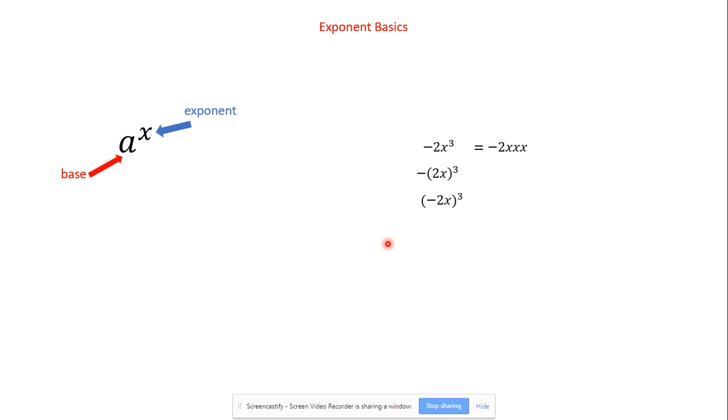So that'll be negative, then 2x times 2x times 2x, which we'd multiply the 2's to get that negative 8x cubed. This one, the negative is included in as well. It's negative 2x times negative 2x times negative 2x, which in this case is negative 8x cubed, which this one and this one, the two bottom ones, happen to be the same in this case, but if this exponent was even, this one would still be negative, and this one would be positive. So the placement there does matter, and how you deal with them with the placement does make a difference. So something to be careful with. I know a few people miss this on the pretest.